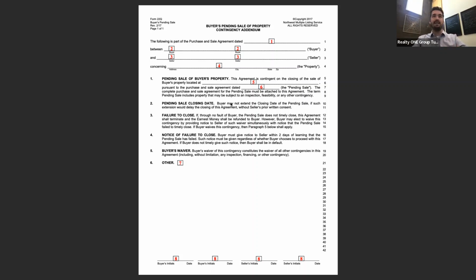And then it says a lot of the same thing. Buyer may not extend the closing date of the pending sale without the seller's written consent. Again, you'll want to use the 90L on that one. If through no fault of the buyer, the pending sale does not timely close, the agreement shall terminate and the earnest money shall be refunded to the buyer. If the sale fails, then the buyer must give notice to the seller within 2 days. Such notice must be given regardless of whether the buyer chooses to proceed with the agreement. If buyer does not timely give notice, then the buyer shall be in default, and my understanding of default is they would lose their earnest money. And buyer's waiver of this contingency constitutes a waiver of all other contingencies. They reiterate that over and over again.